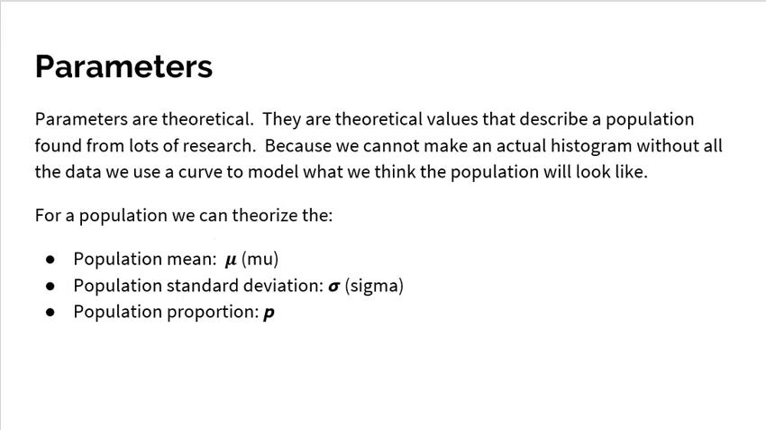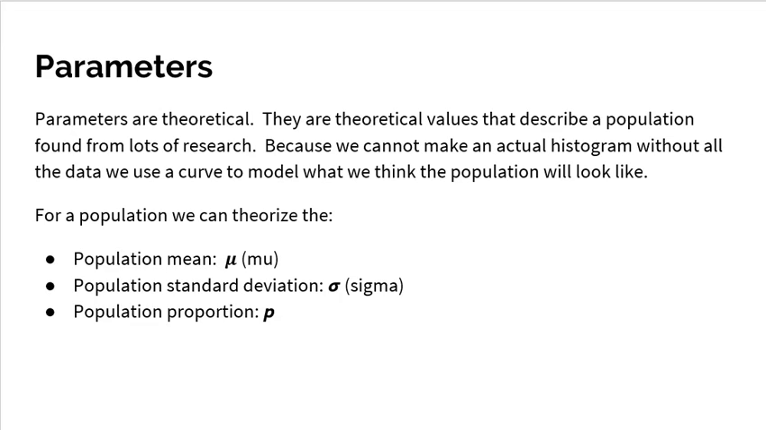Now, when we're working with parameters, they're theoretical. They are theoretical values that describe a population found from lots of research, right? You know, populations are huge. To find the average weight of a humpback whale, there's no way we actually measured every humpback whale in the entire world, the entire population of humpback whales, and divided by how many there were to get the mean, right? It's theoretical. It's something that we learn and gather from lots of research.